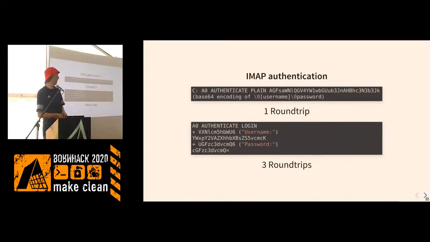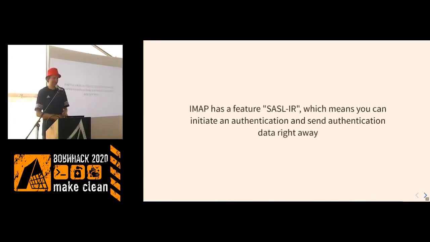Or we can have this other variation, where we say AUTHENTICATE LOGIN, then we get a username prompt, which is base64 encoded. I'm not sure what the point of this is, but that's how it is specified. Then we send the username base64 encoded, and then we get a password prompt base64 encoded and send the password. So this is 3 round trips versus 1. There's quite a bit of potential to optimize here.